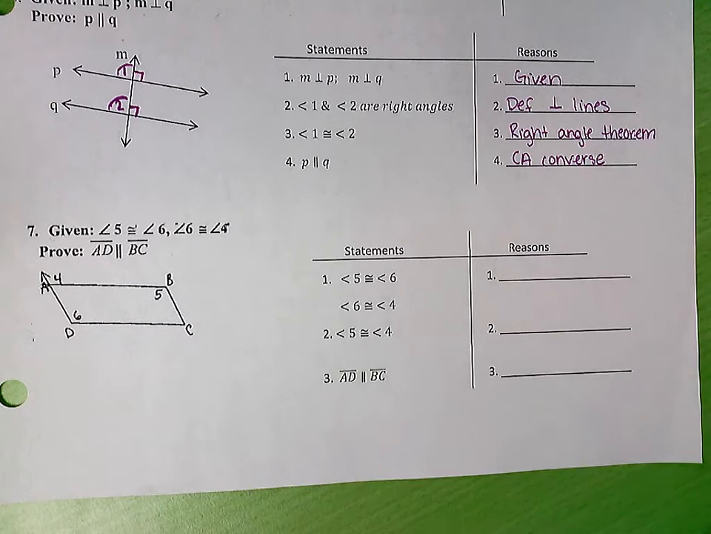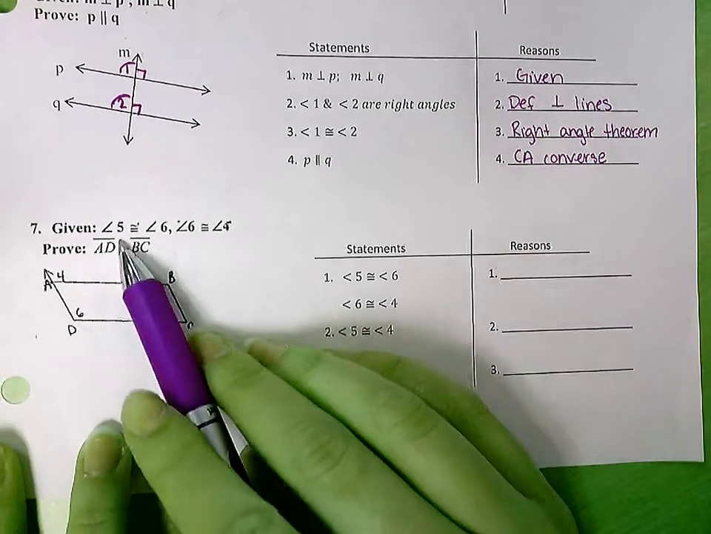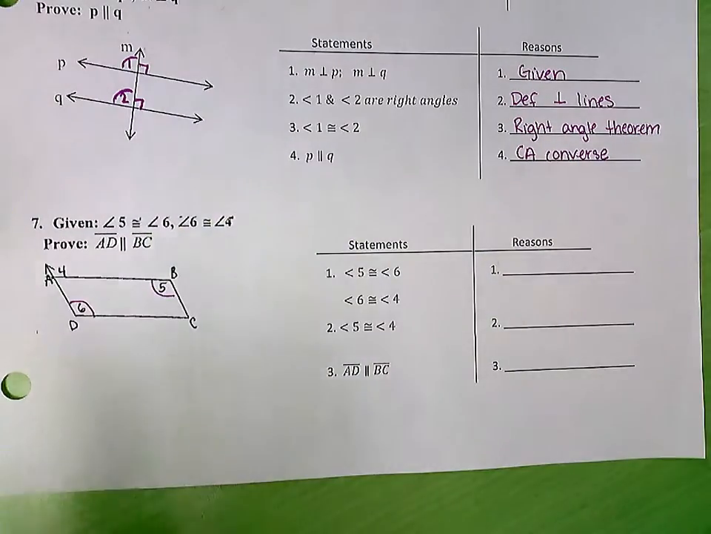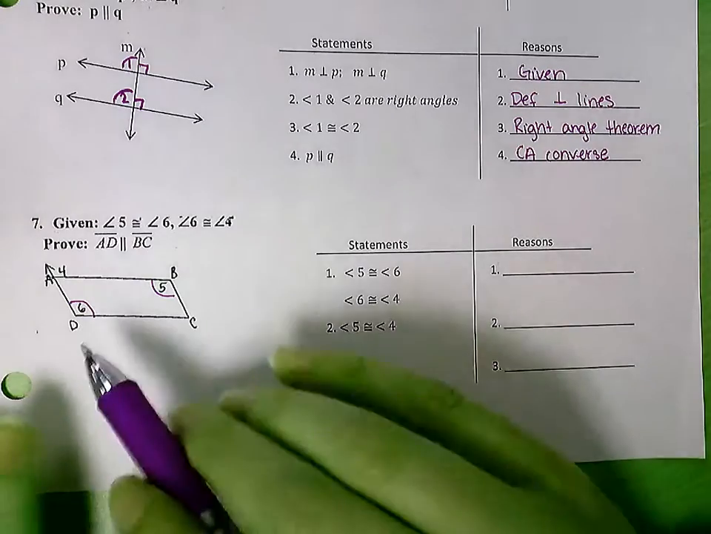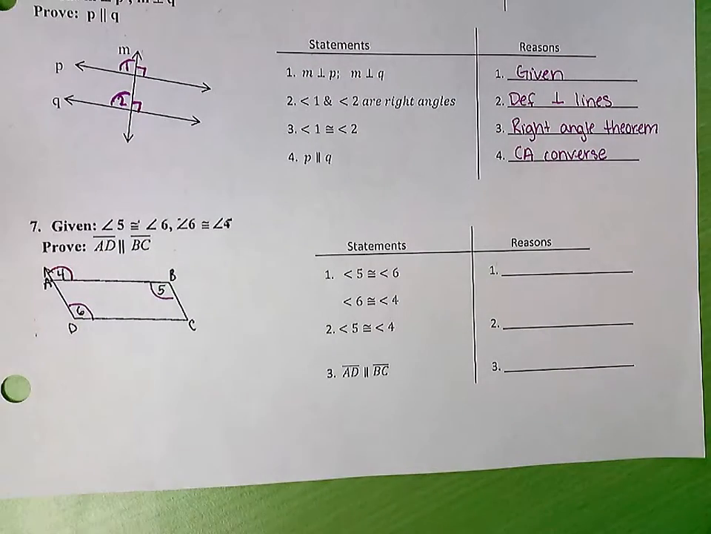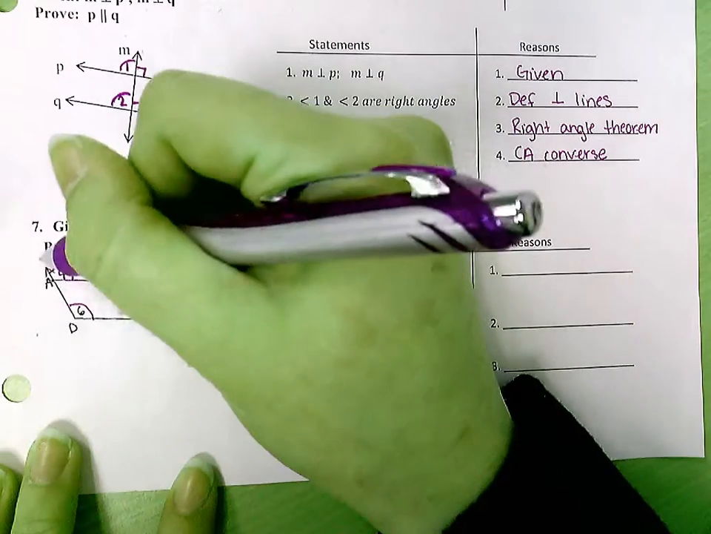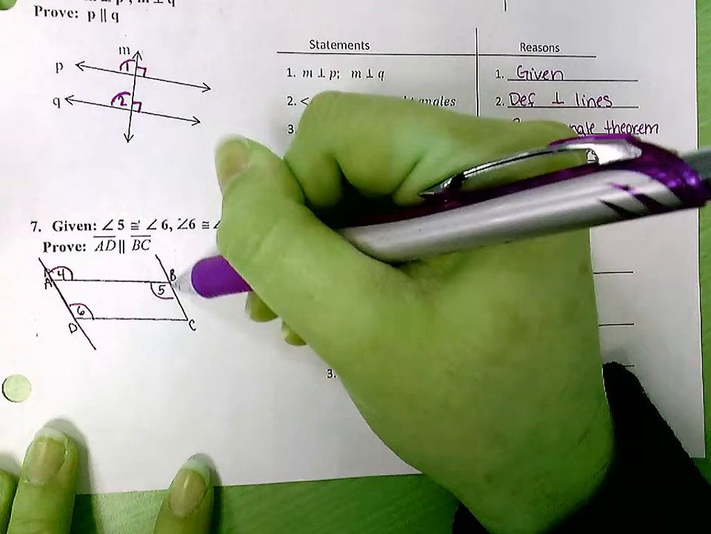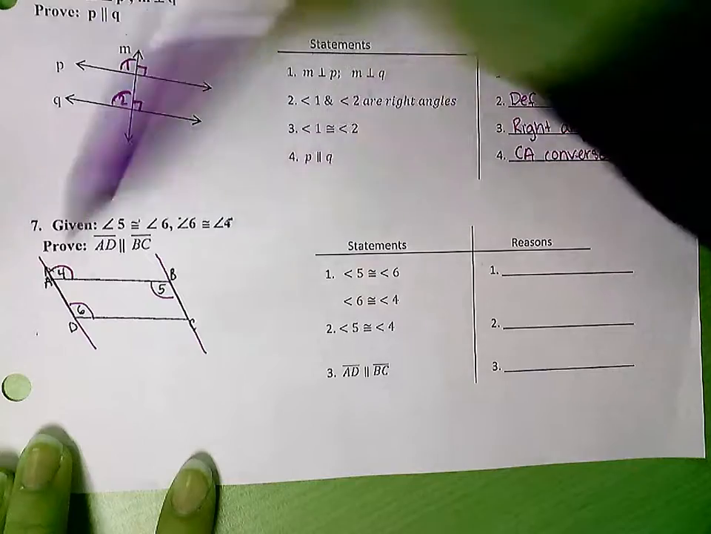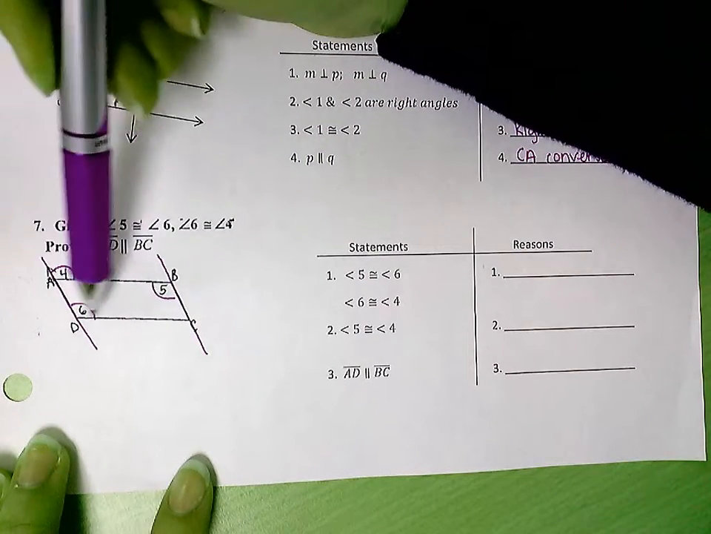All right, looking at number 7. We are given that angle 5 is congruent to angle 6. Label your picture. Please label your picture. We're also given angle 6 is congruent to angle 4. We're trying to prove that AD is parallel to BC. Make sure you look at which lines you're trying to prove parallel. I think some of you are looking at AB and DC.